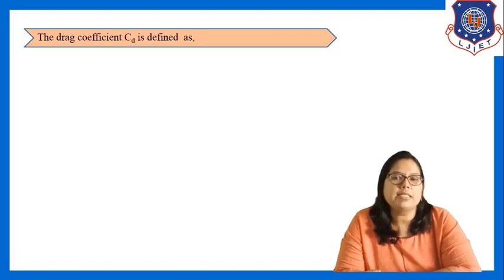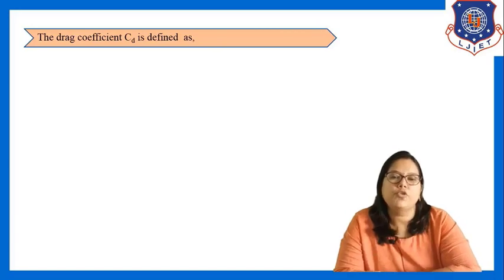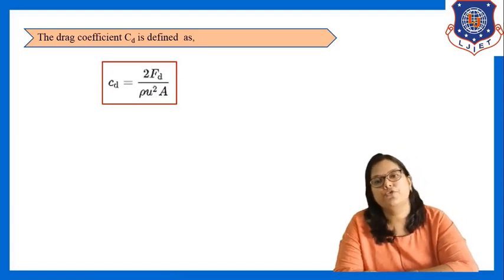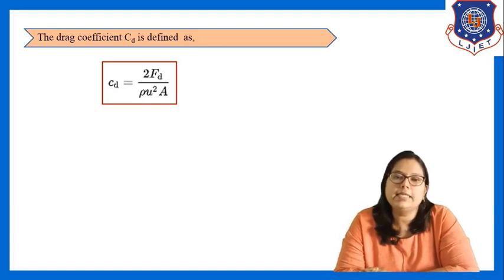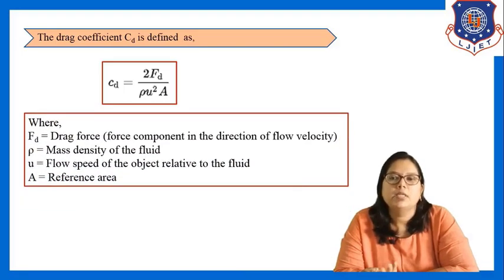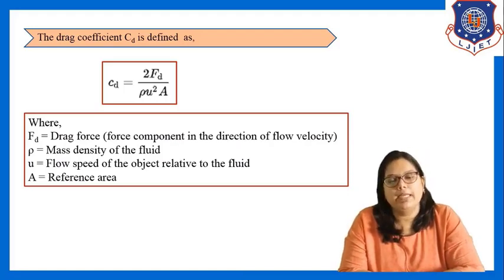Drag coefficient is denoted by CD, C suffix D. And this is the equation of CD. Drag coefficient CD is 2FD divided by rho U square A. Now what do the terms describe? CD is equal to 2FD upon rho U square A. Now what are the terms?